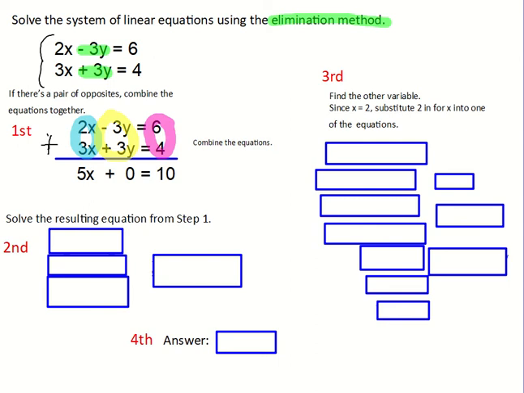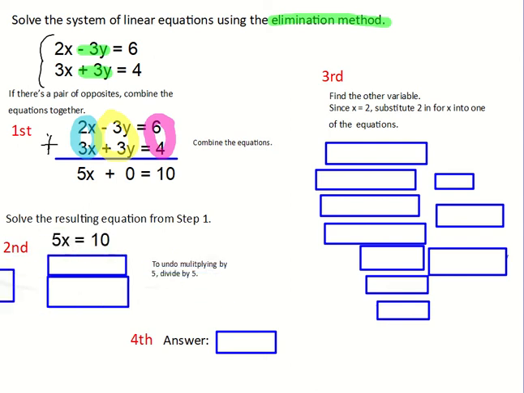From here, you're going to continue to the second step. You're going to solve the resulting equation from step 1. So here, 5x plus 0 is just 5x. So our equation is really just 5x equals 10. This is just a single step equation. The opposite of multiplying by 5 is to divide by 5. So divide the left and the right by 5. So the 5's cancel on the left. And on the right-hand side, 10 divided by 5 is 2. Therefore, x is equal to 2. So I'm halfway done. I know my x value. I have to continue to find my y.